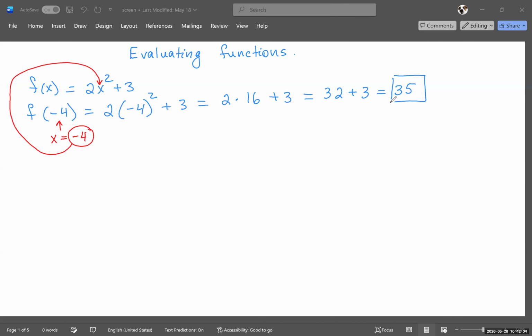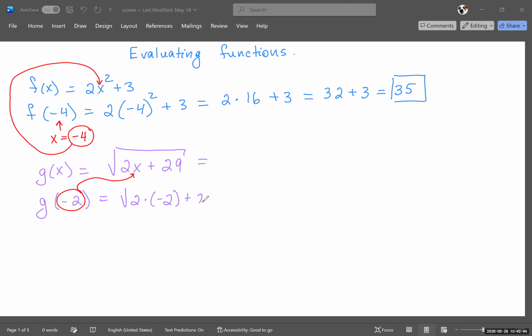Let's try a different function. Here's a function g of x, and this function has a square root in it, square root of 2x plus 29. We need to evaluate this function at -2, let's say, g at -2. So once again, x equals -2, and you are going to replace the x in the original function with this value. So you're going to plug it in instead of x in the function.